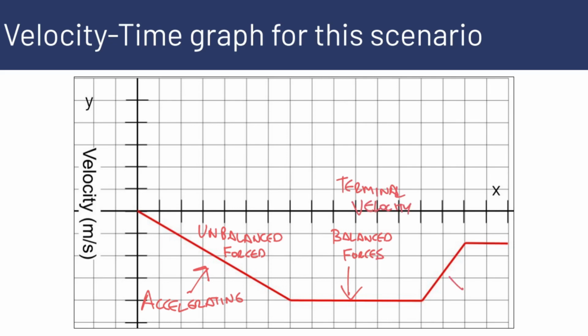Right here, the skydiver has all of a sudden sharply changed their speed, or they've slowed down rather. They have a positive acceleration. So they have unbalanced forces again. They have a positive acceleration, so they slowed down, but they're still falling. They still have a negative velocity. This is where they pulled their parachute.